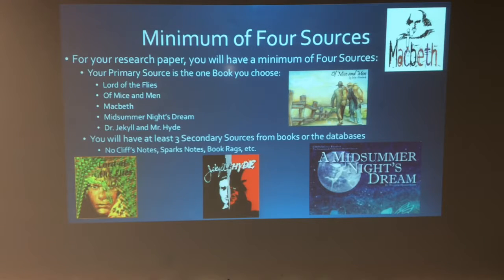Minimum of 4 sources. For your research paper, you will have a minimum of 4 sources. Your primary source is the one book that you will choose: Lord of the Flies, Of Mice and Men, Macbeth, Midsummer Night's Dream, or Dr. Jekyll and Mr. Hyde. One of those, just one. And then you will have at least 3 secondary sources from books or the databases that we're going to talk more about in class and in another video.